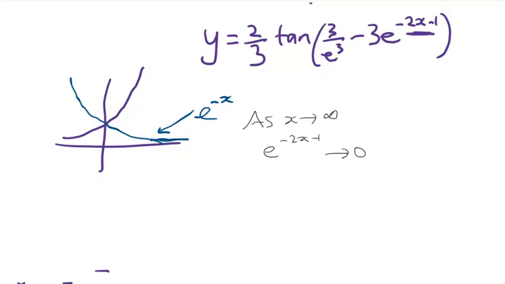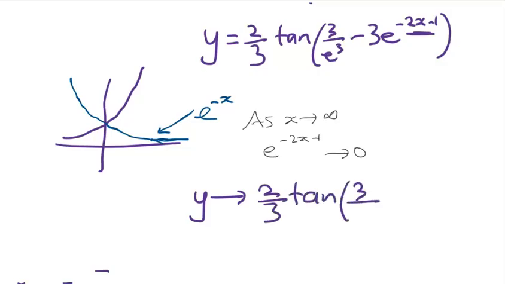Okay, sorry about that. So as x goes to infinity, y tends to 2/3 of tan of 3 on e cubed. Okay, because the limit of this bit here is 0.